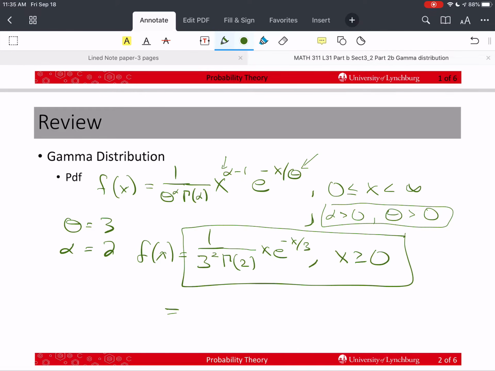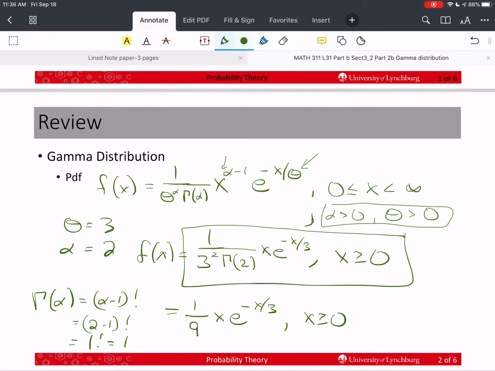Or actually, I would hope that you would go ahead, and we're about to learn that this is going to be 1 over 9 x e to the negative x over 3, x greater than or equal to 0. Gamma of alpha, we're about to find out, is equal to alpha minus 1 factorial. And alpha here is 2, so 2 minus 1 equals 1 factorial, which is 1. And don't forget that 0 factorial is also equal to 1. Okay? And so 3 squared, of course, is 9. So that's how we got this. This is what I would expect to see for an answer on a test.